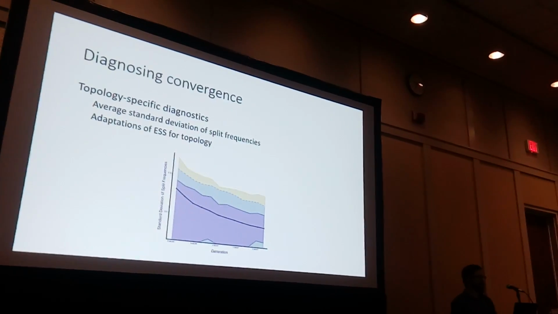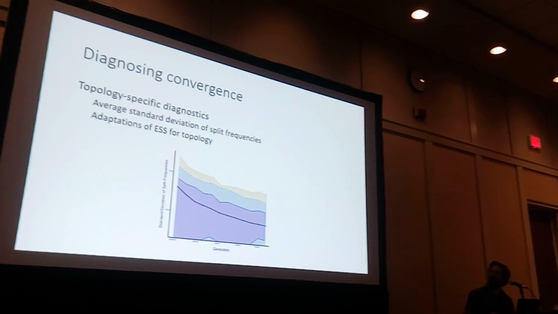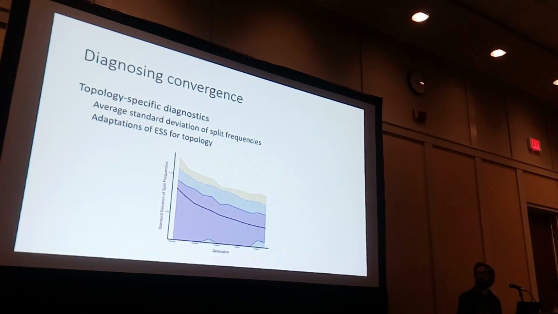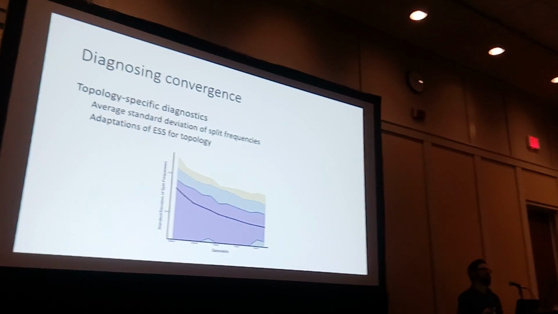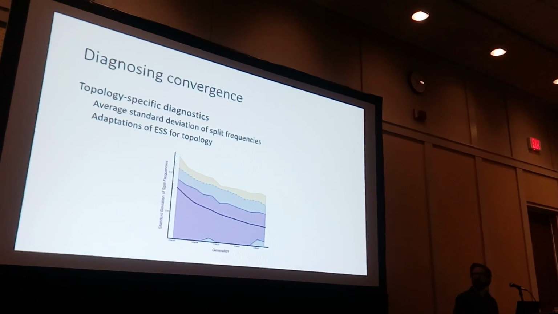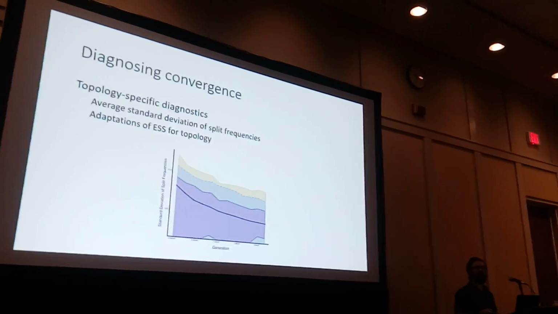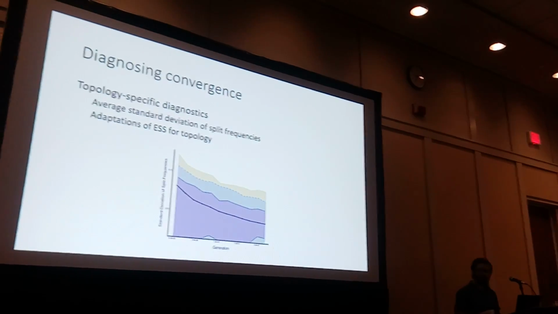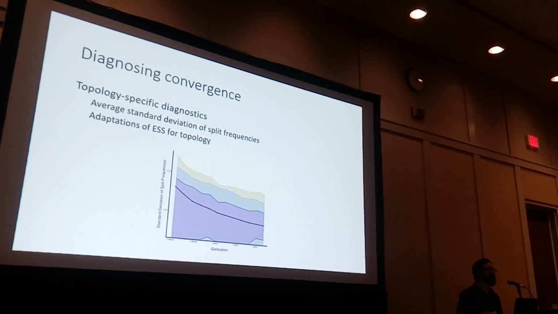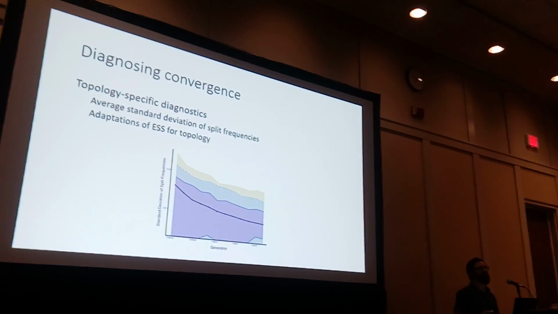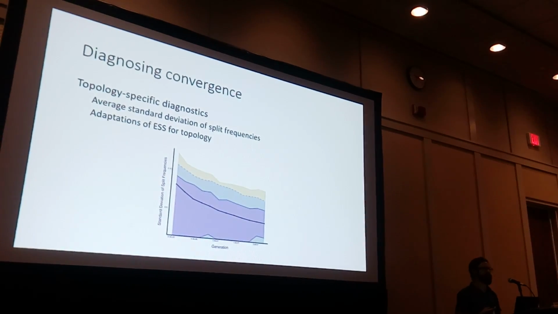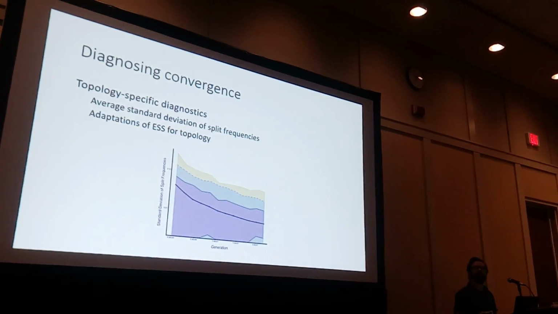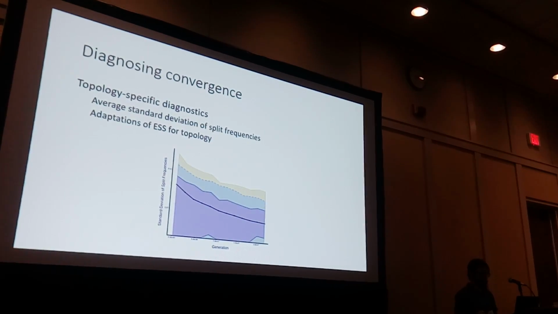We additionally have a suite of topology-specific diagnostics. The most common use of these is probably the average standard deviation of split frequencies, where we're looking at basically how similar the splits in trees are across two or more chains. And then, somewhat more recently and still less commonly used, we have adaptations of effective sample size, where we can calculate that for trees, basically using tree distances to calculate effective sample size for topology.